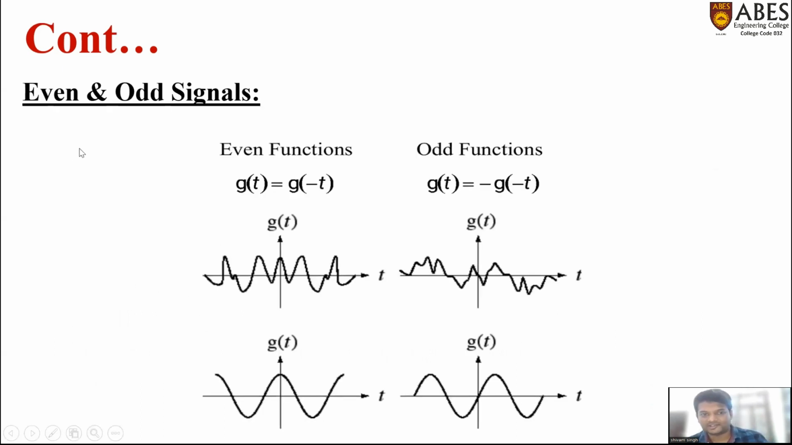Now moving to even and odd signals. So what does it mean? For an even function, your function is defined as g of t, and if in the place of t you put minus t, and both are equal, then you can say the function is even. On the contrary, for odd functions, g of t is given, and if you put minus t in the place of t, then you get minus of g of t, that is g of minus t equals minus g of t. When such a condition happens, it is an odd function. So this is the basic difference between even and odd signals.